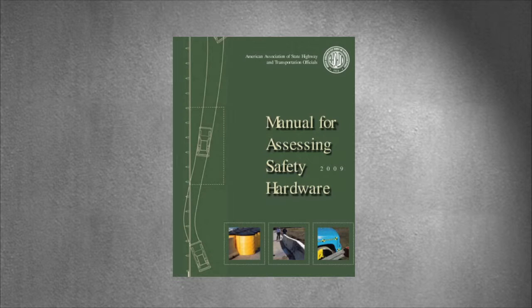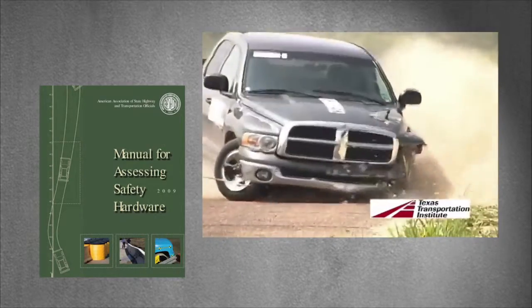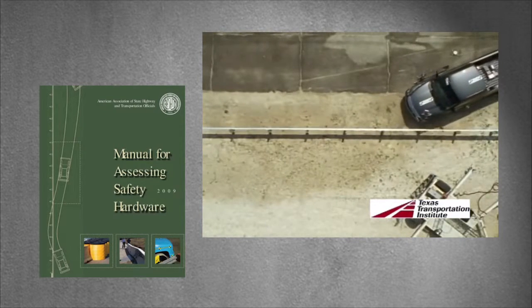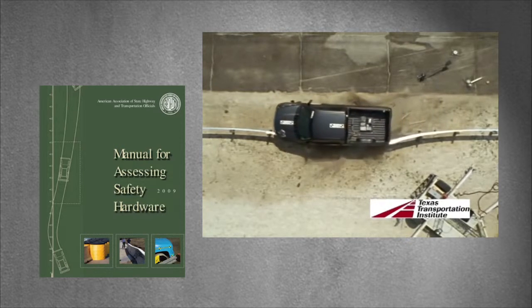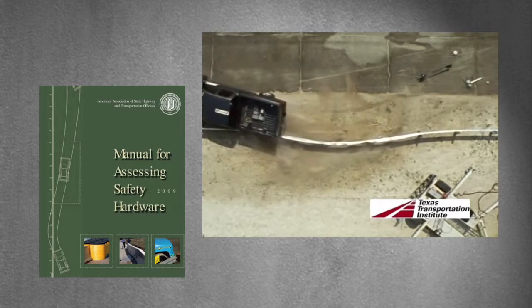The Manual for Assessing Safety Hardware, also called MASH, specifies guidelines for crash testing and gives evaluation criteria for roadside safety devices based on what is called the flight-space model. Better prediction of occupant injury is possible with the use of anthropomorphic test devices, or ATDs, which are also commonly called dummies. ATDs have a human-like response to impact, and they can be equipped with instrumentation, which can be used to assess the potential for injury in different parts of the body.